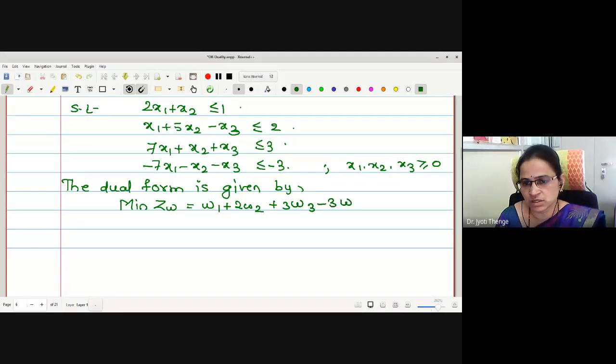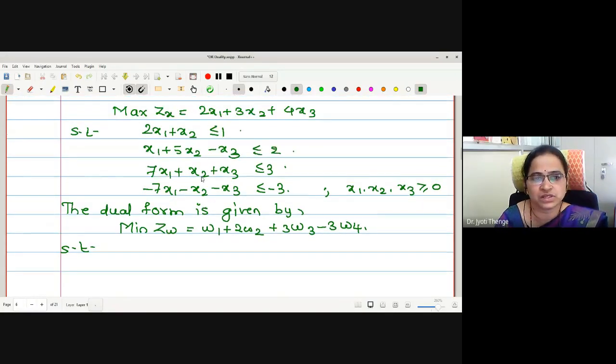3W3 minus 3W4. Is it okay? Subject to the constraints. Now how to write the constraints? We have to transpose this matrix. Whatever is this coefficient matrix, we have to transpose. Means this first column should be written as a first row. Let us write the first row: 2W1 plus W2 plus 7W3 minus 7W4.